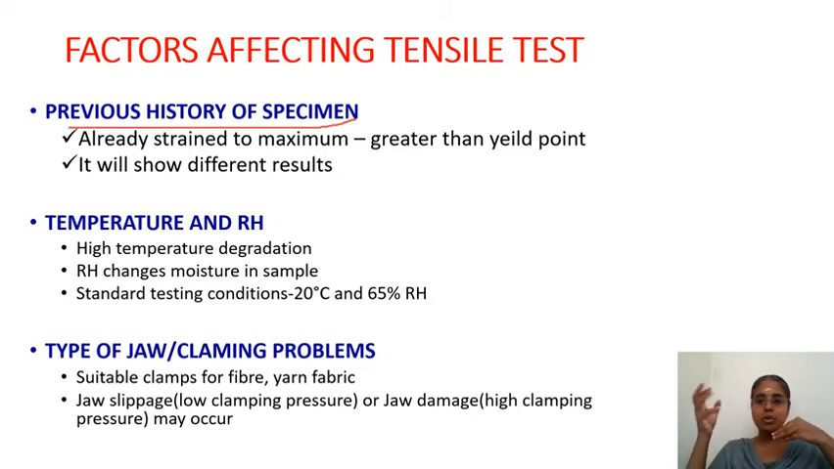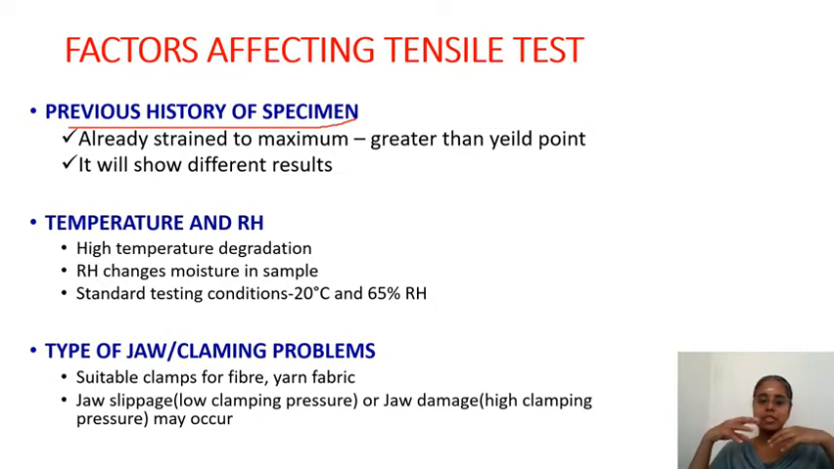RH is the atmospheric humidity. Textile materials absorb the atmospheric humidity. So if there is more moisture in the atmosphere than in the sample, then it will absorb moisture, and if it is cotton, it will show a higher tensile test result, and if it is viscose, it will show a lower tensile test result.